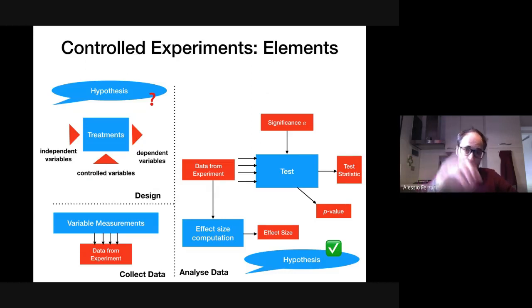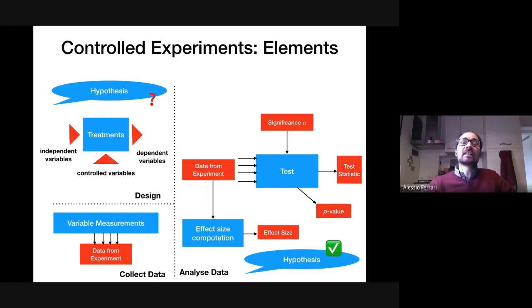So one fundamental element: this picture, you have to read it starting from design, collect data, and afterwards analyze data, okay? You start from a certain hypothesis that is derived from the theory. If you remember, we had propositions in the theory that can be translated into some form of hypothesis. We will see examples of hypotheses later on. Then you have the concept of independent variables, dependent variables, and control variables.